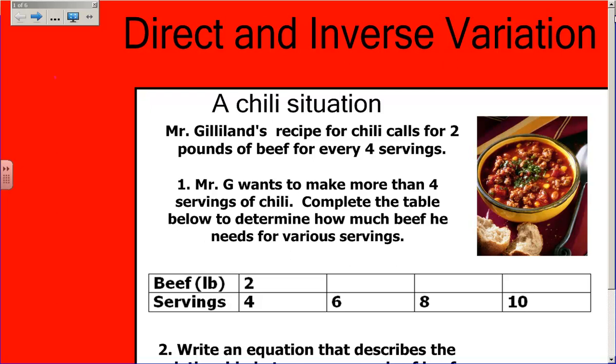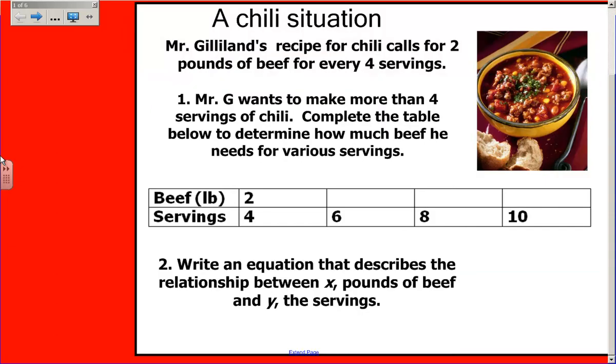So a chili situation. We are dealing with Mr. Gilliland's recipe for chili, which calls for 2 pounds of beef for every 4 servings. Number 1, Mr. G wants to make more than 4 servings of chili. We're going to complete this table to determine how much beef he needs for various servings.